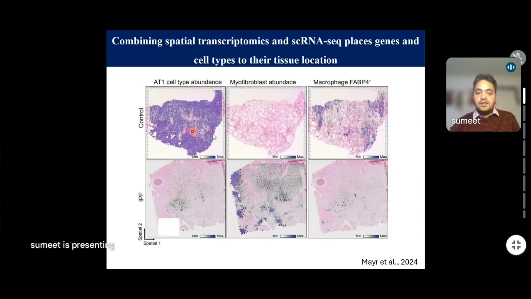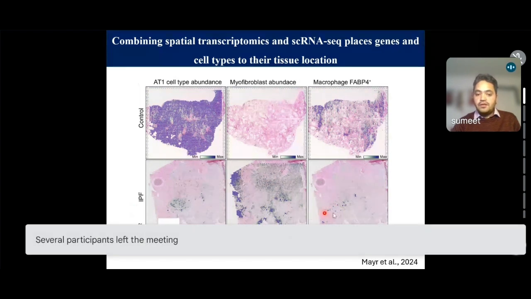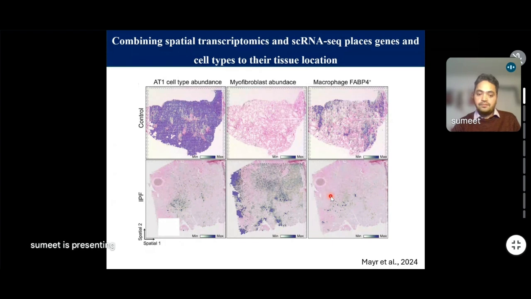So for example, in this figure, you have control. This is the control tissue on the top. And at the bottom panel, you have a tissue coming from the IPF patients. Okay. Now focus on the top panel here. So you have 81 cell types. These are alveolar type 1 epithelial cells. And what you can see is lots and lots of blue color. Okay. So this is the scale.